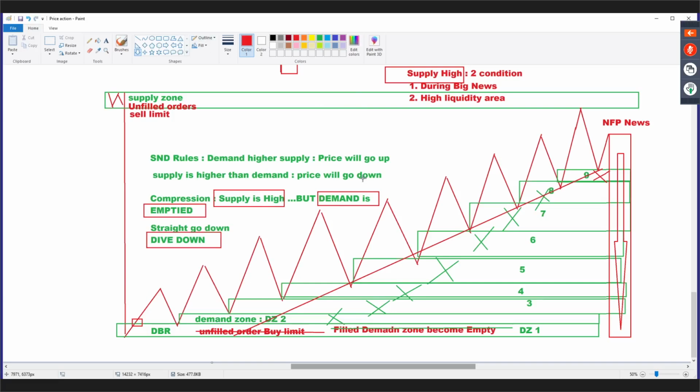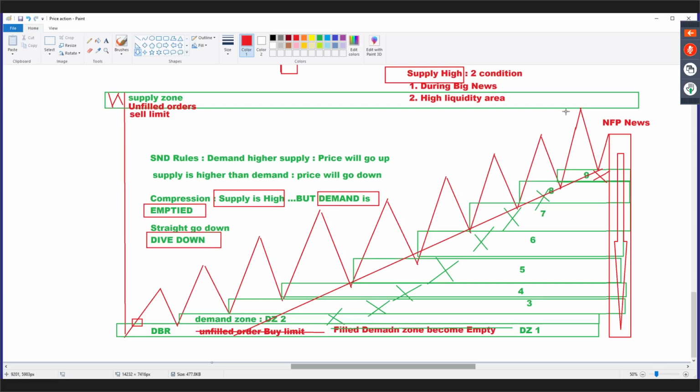Compression is like going up with a staircase and coming back down with an escalator. Yes, exactly. Going up like a staircase is very hard, very tiring. But when it goes down heavily like that, just one single candle, just two single candles. So this is where you want to put your orders.